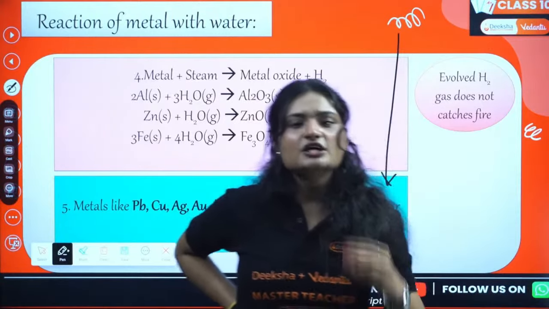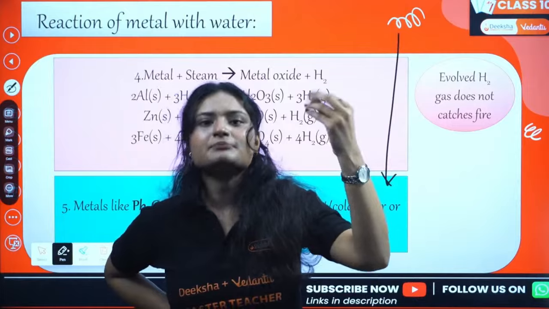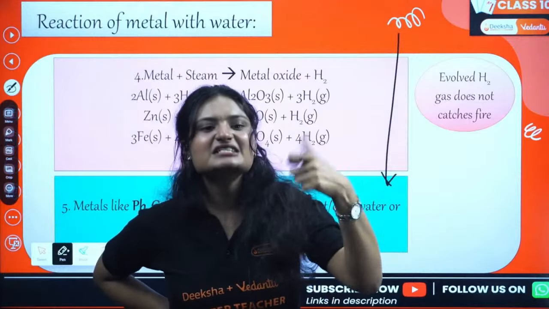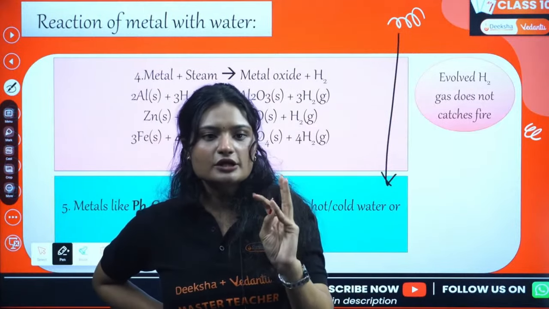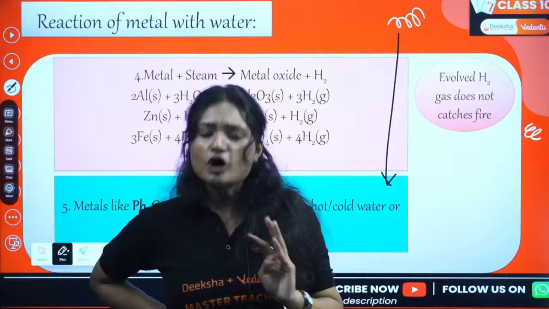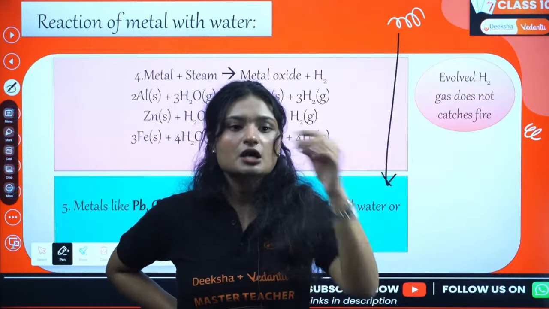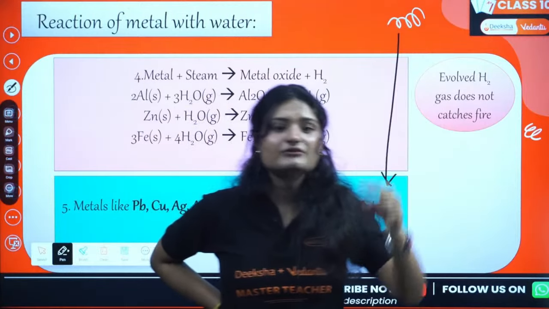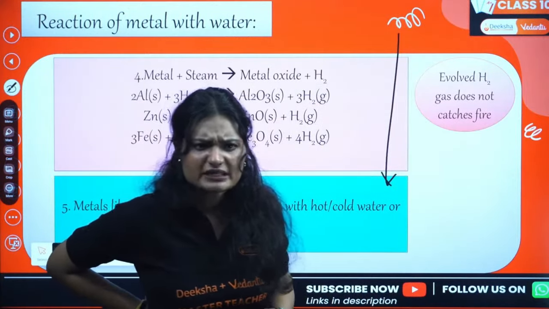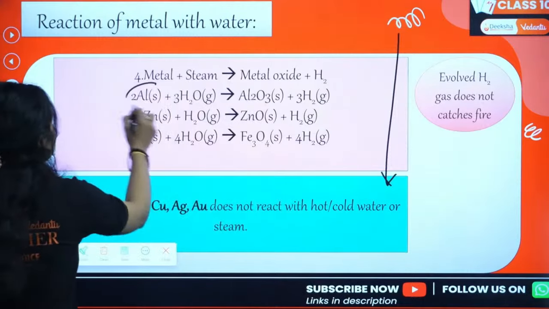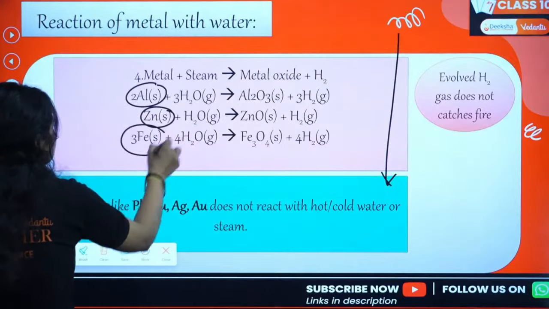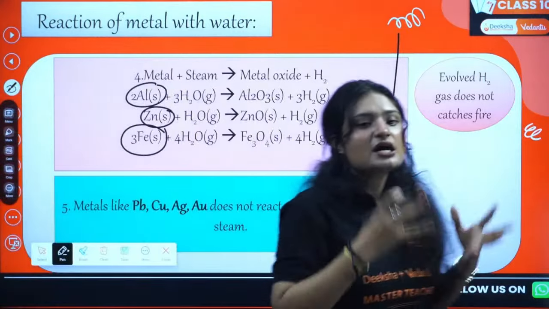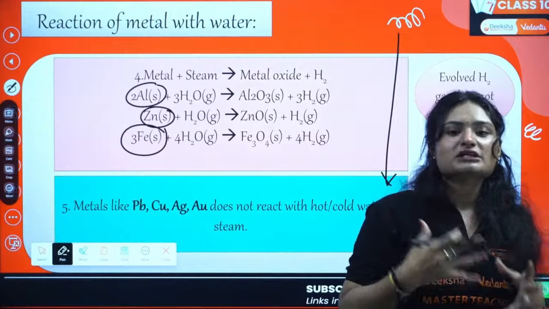Then how will they react? You need to either increase the temperature or provide some other catalyst. In case of water you increase the temperature, so from cold water to hot water and from hot water to steam, water vapors. So some metals will react only with water vapors. And what are those metals? Aluminum, zinc and iron. These are less reactive metals. That's why they only react with water vapors.